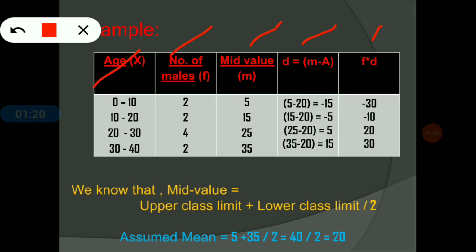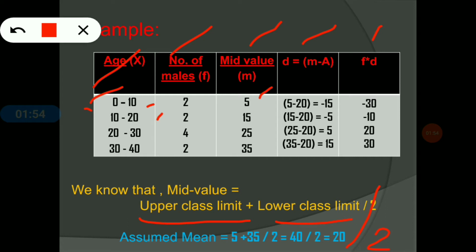We have already learned the calculation process of mid value. So, learner, how do we calculate the mid value? The formula of the mid value is the upper class limit plus the lower class limit, divided by 2. So, for the first class, we can see there are 2 class limits. The lower class limit is 0 and the upper class limit is 10. So, 0 plus 10, divided by 2, that means 5.